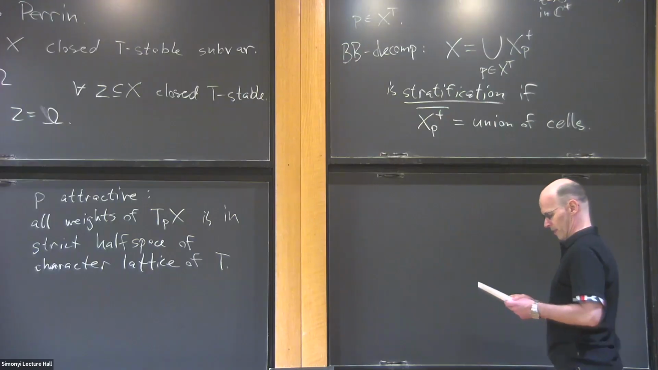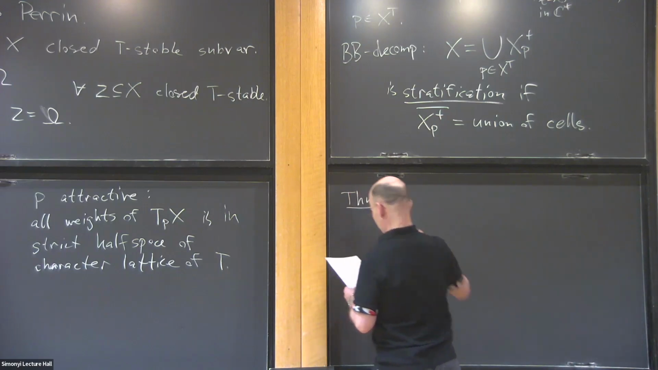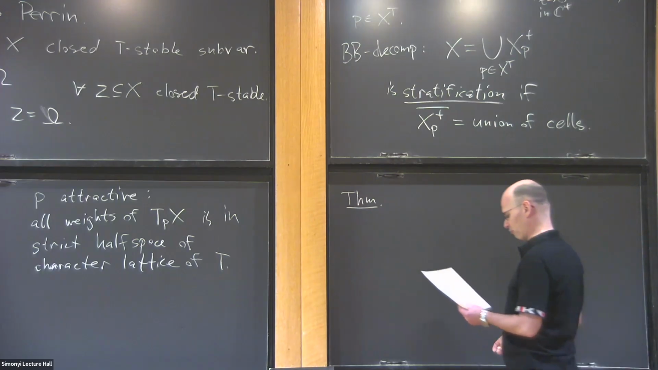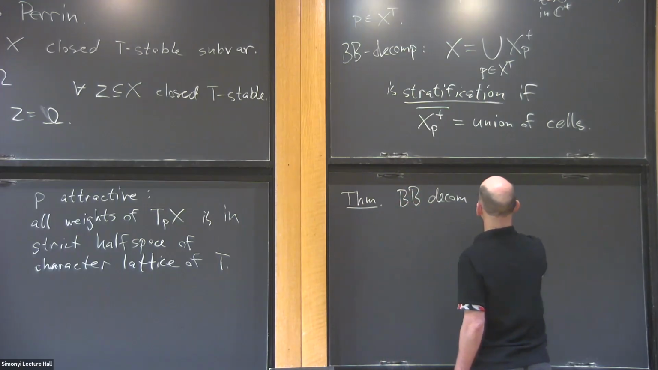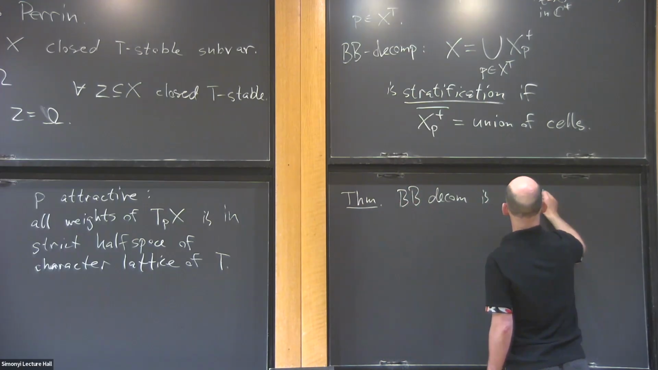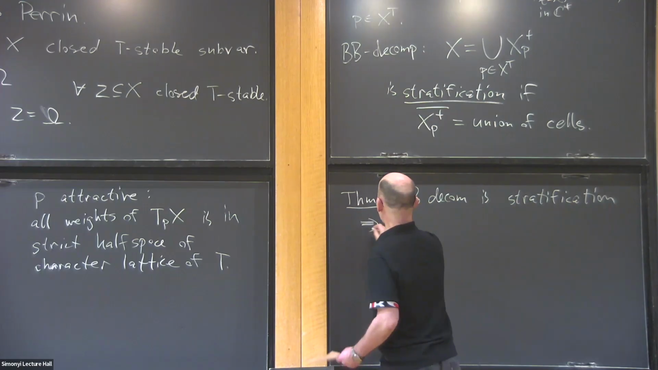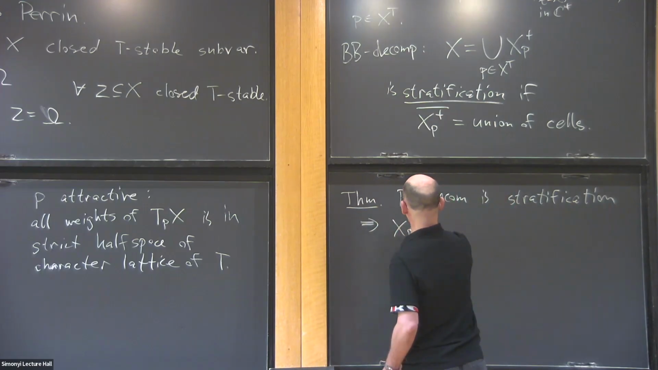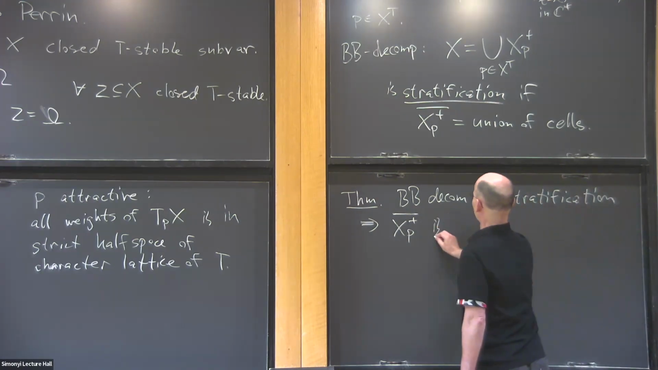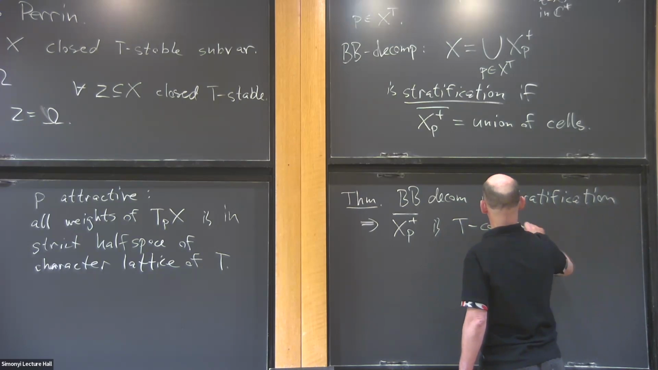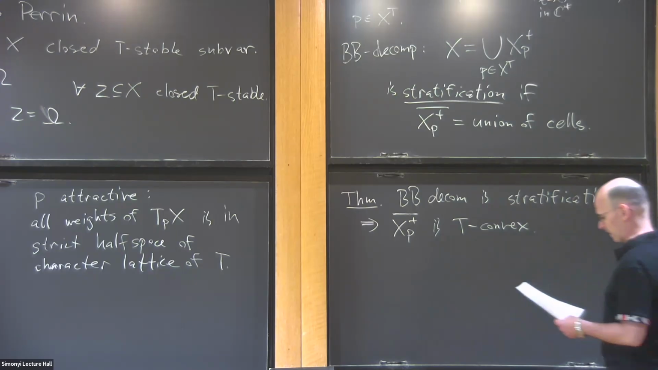But yeah, theorem: if the Bialynicki-Birula decomposition is a stratification, then that implies that all the cell closures are convex. And that's also an easy observation.